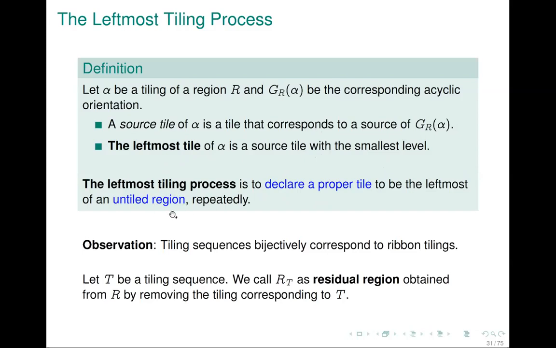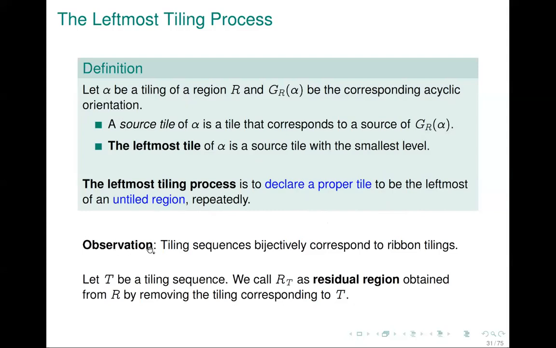So for an untiled region, we could declare a proper tile to be the leftmost. If you consider the cyclic orientation, you have a graph, and you can pick a vertex and say that one will be a source, and put the proper orientations on that graph. This is how I define the leftmost tiling process.